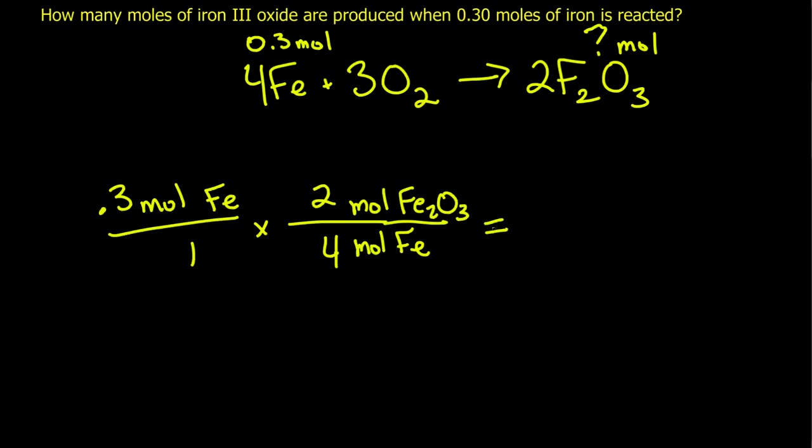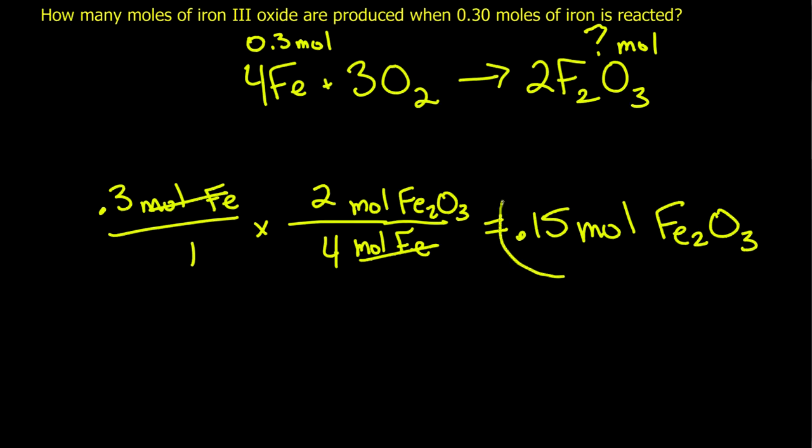So then we grab our calculator and do a little bit of math. So I got 0.3 times 2 divided by 4. I'm going to have 0.15 moles. But 0.15 moles of what? Well, moles of Fe cancel out, leaves me with moles of Fe2O3. And that was the answer our question was looking for. So we circle our answer and move on to the next one.